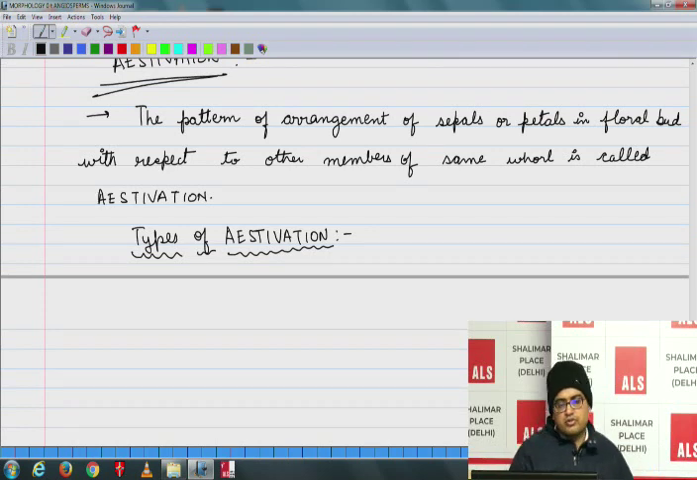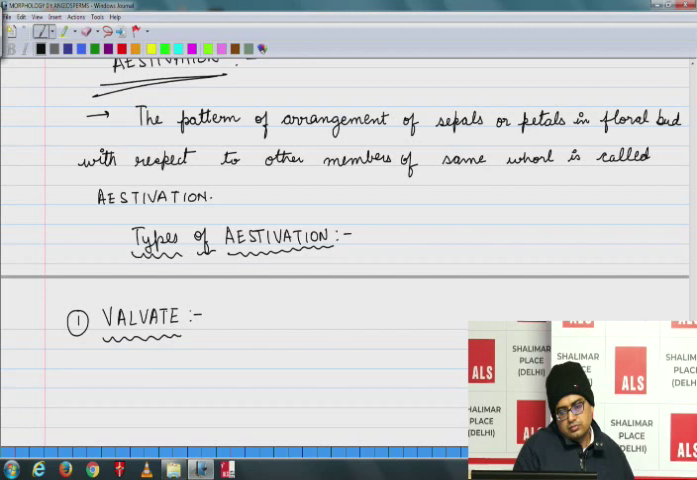So the number one type of estivation is valvate estivation. Now what does valvate estivation mean? Valvate estivation means this.